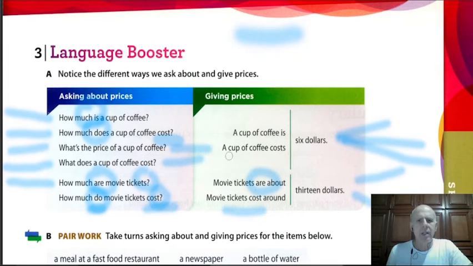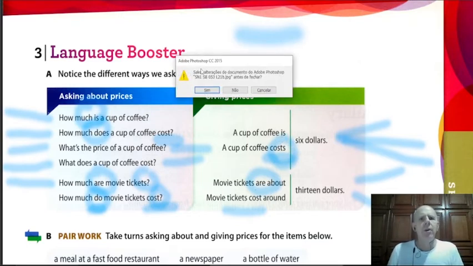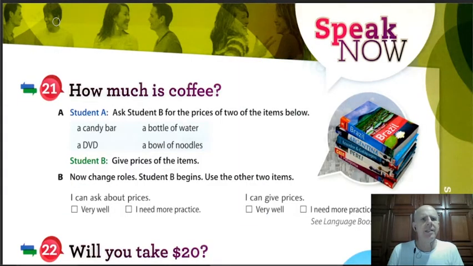Tickets cost, a cup costs. Remember that. He, she, it gets S. Right? And this is it. This is what we had in lesson 21. And what do we have to do when we have the live lesson, the live Speak Now lesson? We are going to see structures again.